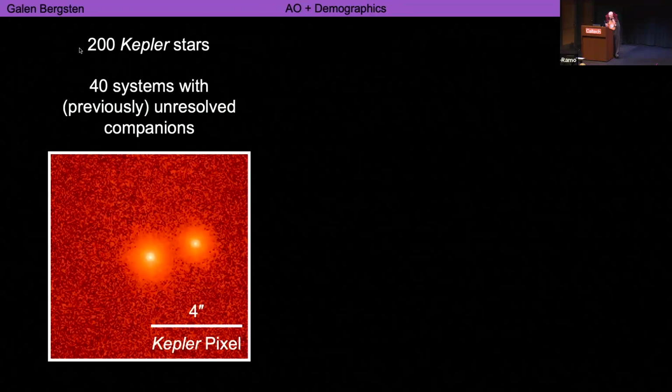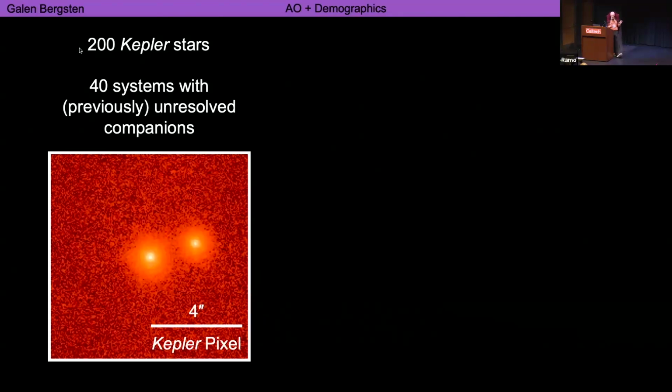So we picked a control sample of Kepler targets that we studied with adaptive optics, and in 40 of those systems found unresolved companions, things that had previously gone missed, stuff that we had once labeled single star systems, either because they were too faint or too close in that we couldn't resolve them.